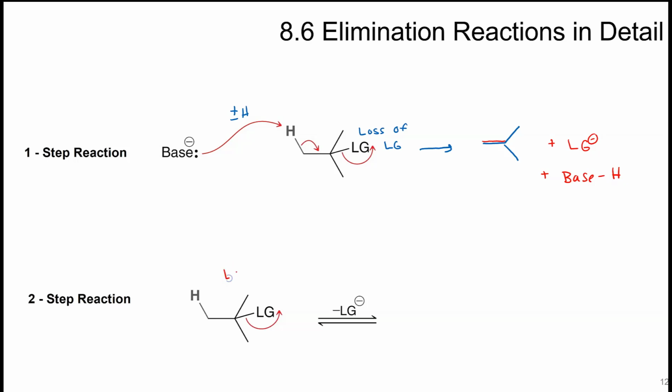In the two-step reaction, we get the loss of the leaving group, which forms a carbocation. And then we have a base, which can grab that hydrogen, and those electrons go to form that double bond. So this is a proton transfer, that double bond, plus base H. So it's all about that base.